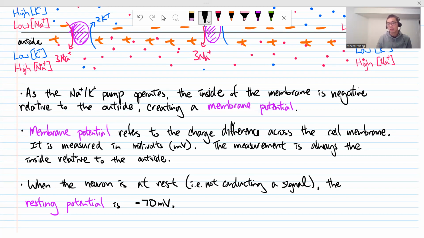Think of membrane potential as a broad term. If you measure it at different times, it's going to give you a different number. Membrane potential is like the word temperature. Then you can have room temperature, ambient temperature, outside temperature. When you measure at different times and different locations, it gives you different numbers. So when you measure the membrane potential while a neuron is not doing anything, the number is minus 70 millivolts.